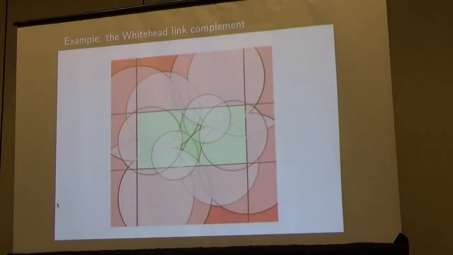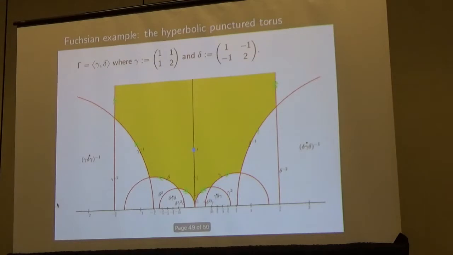This is an example of a computation of a fundamental domain for the Whitehead link complement, done mostly by hand, which would be nearly impossible, I think, with the previous methods. And then this is one for the hyperbolic punctured torus. You have similar methods that work for surfaces, particularly subsurfaces and manifolds. And I think I'm about out of time.